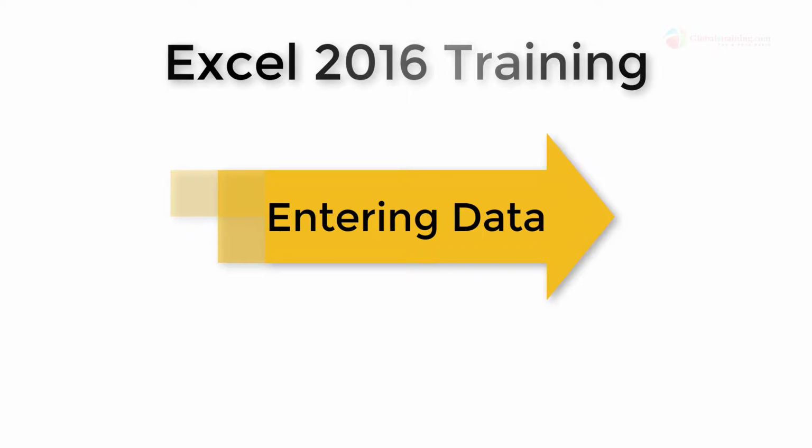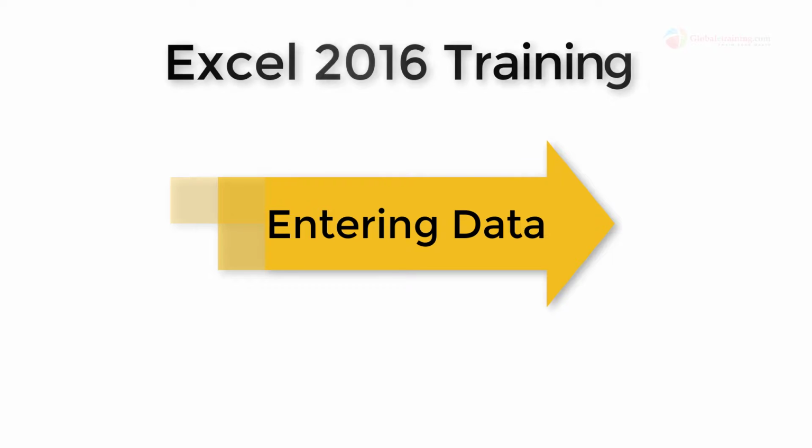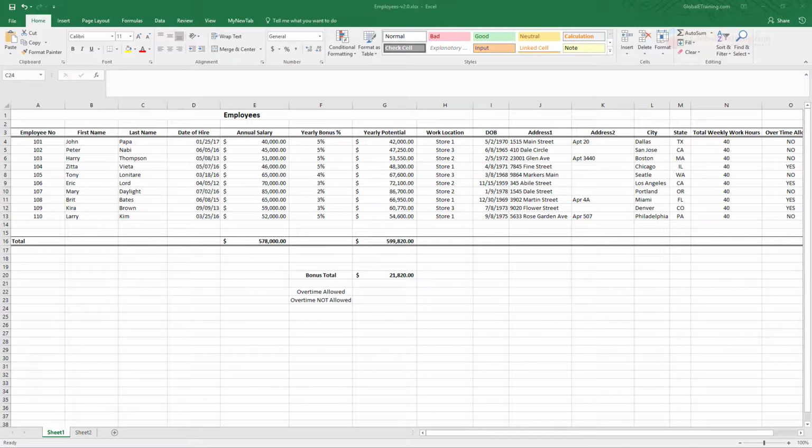In this video, we will look at entering data. Here is the employees workbook that we'll use in this video. We've already seen that a workbook or a worksheet contains rows and columns, and the intersection of a row and a column is the cell. It is the cell that contains the actual text, and that is where you enter the data.